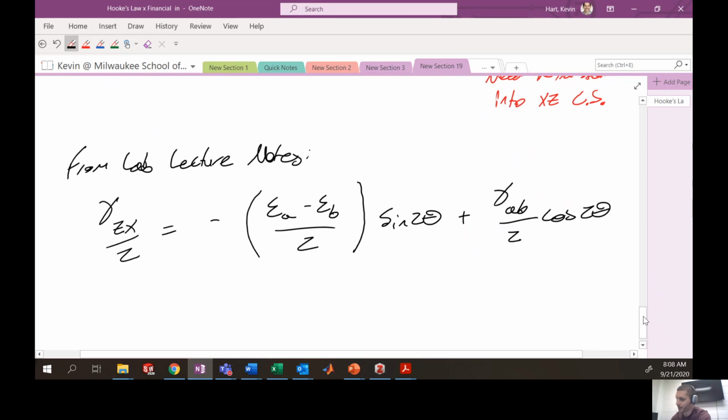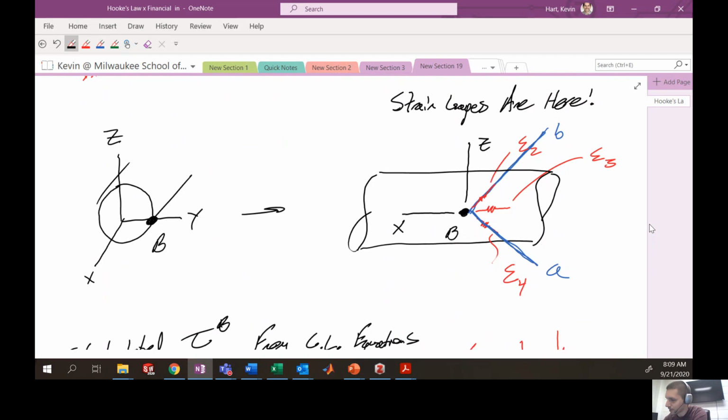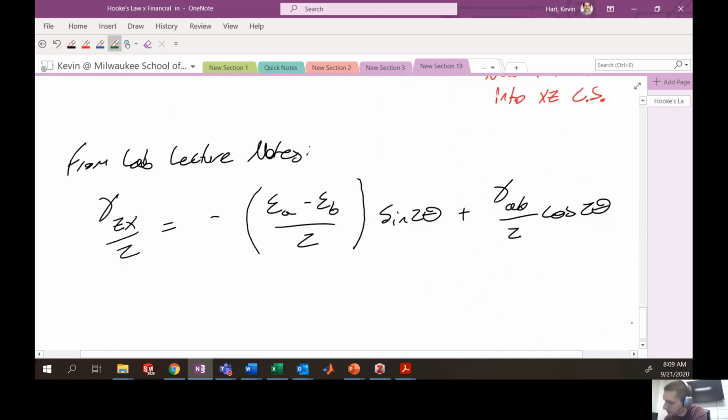Okay, so the question then is, what is this angle of theta? Well, the angle of theta is the angle between the coordinate system that we're working in, this AB coordinate system, and the coordinate system we want to go to, which is this ZX coordinate system. In this particular situation, going from AB to the X, theta equals 135 degrees.